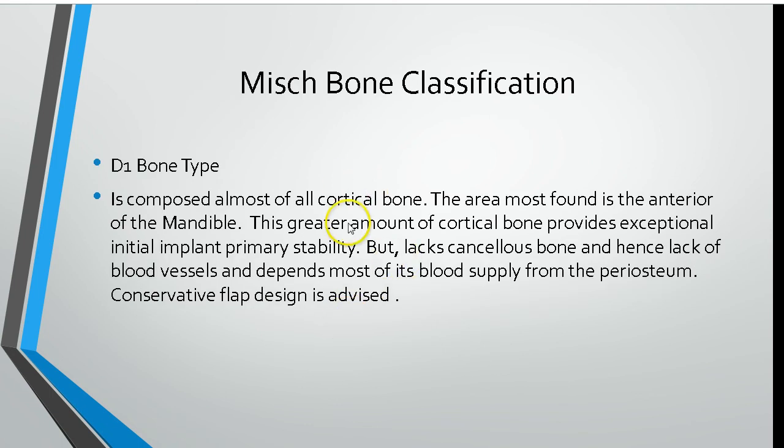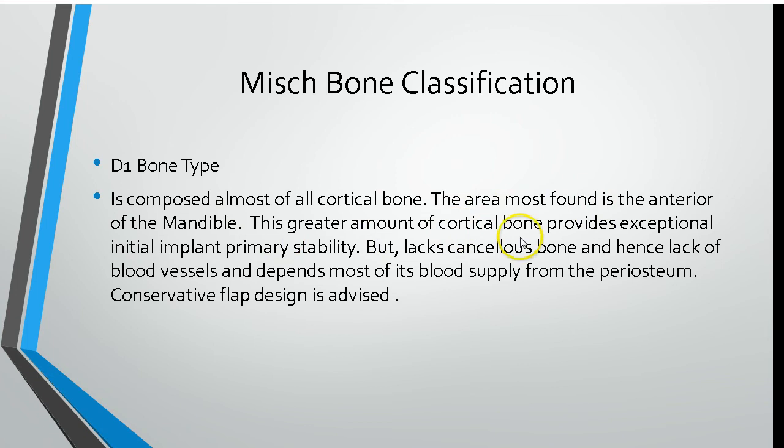So let's talk about the Misch classification. There are four types. First one is D1, which is composed almost entirely of cortical bone. The area where D1 type of bone is most often found is the anterior of the mandible.